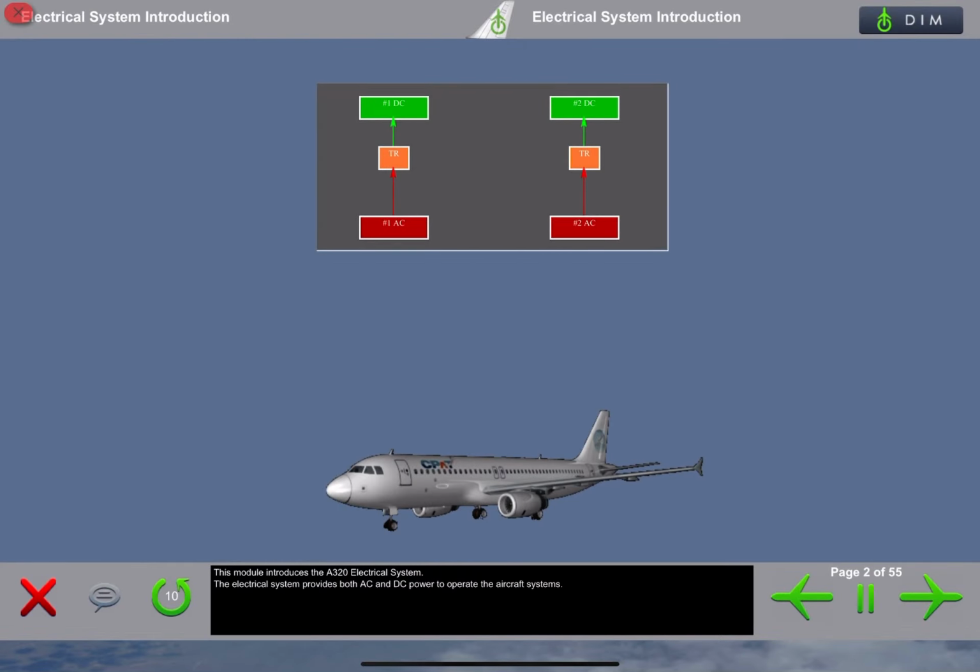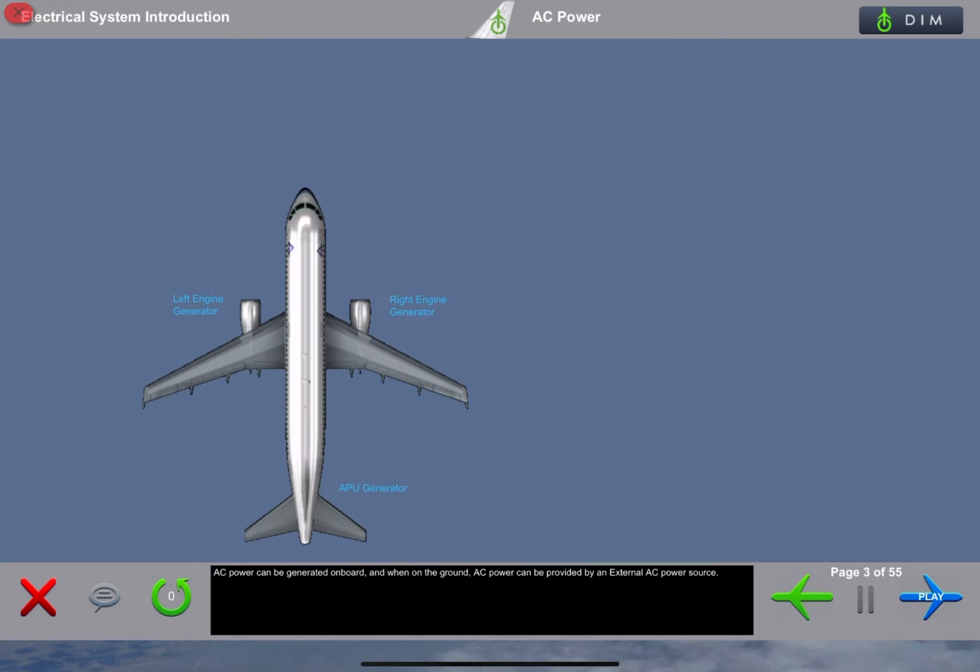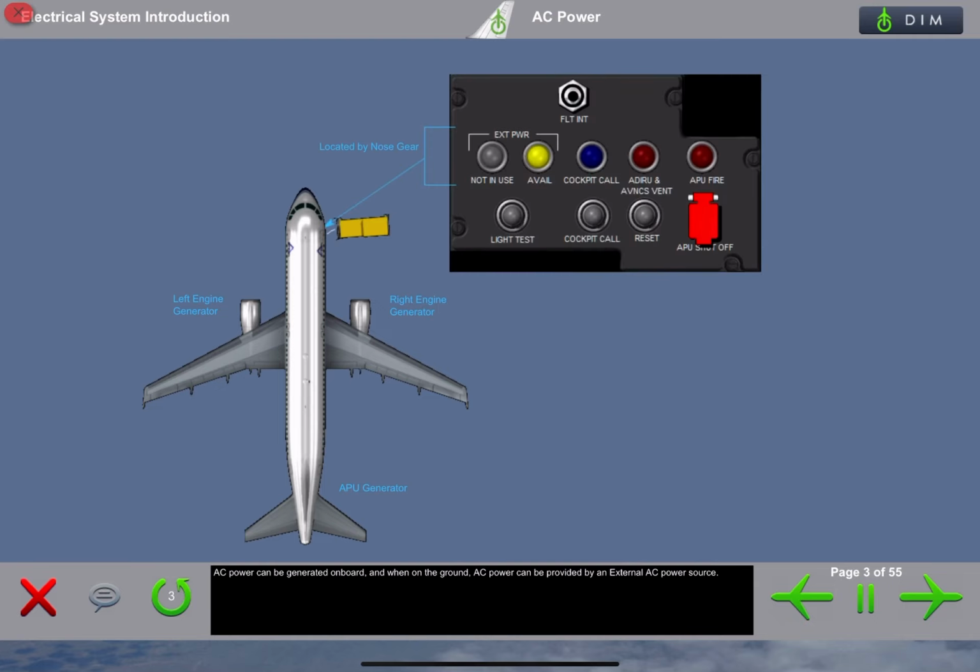This module introduces the A320 electrical system. The electrical system provides both alternating current and direct current power to operate the aircraft systems. AC power can be generated on board, and when on the ground, AC power can be provided by an external AC power source.